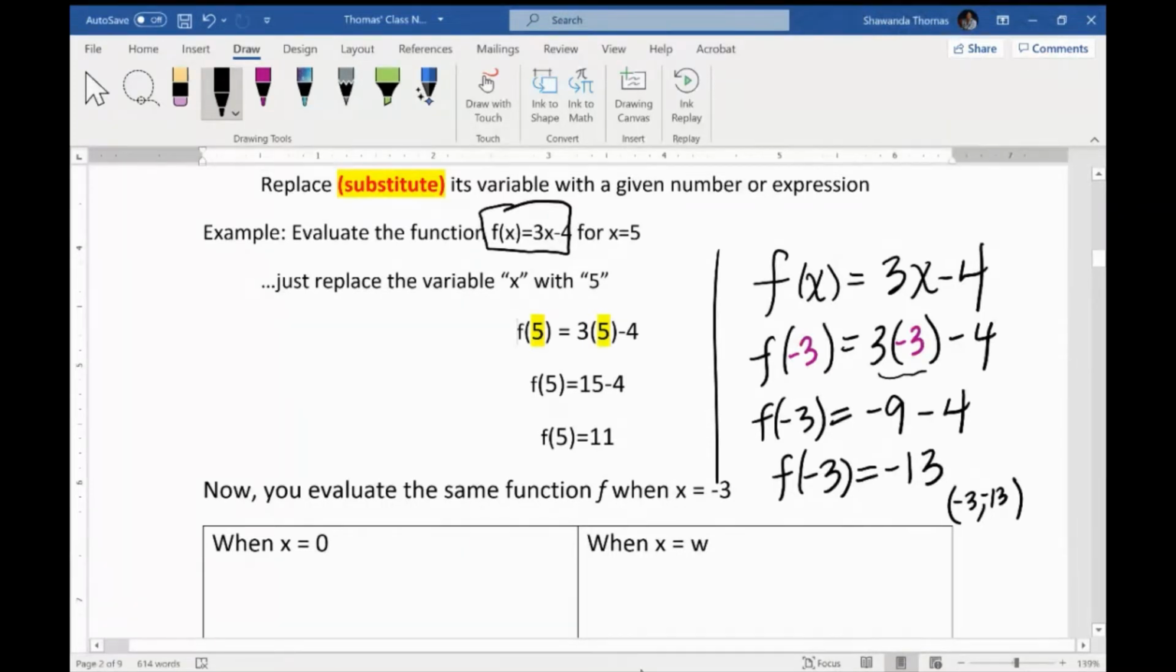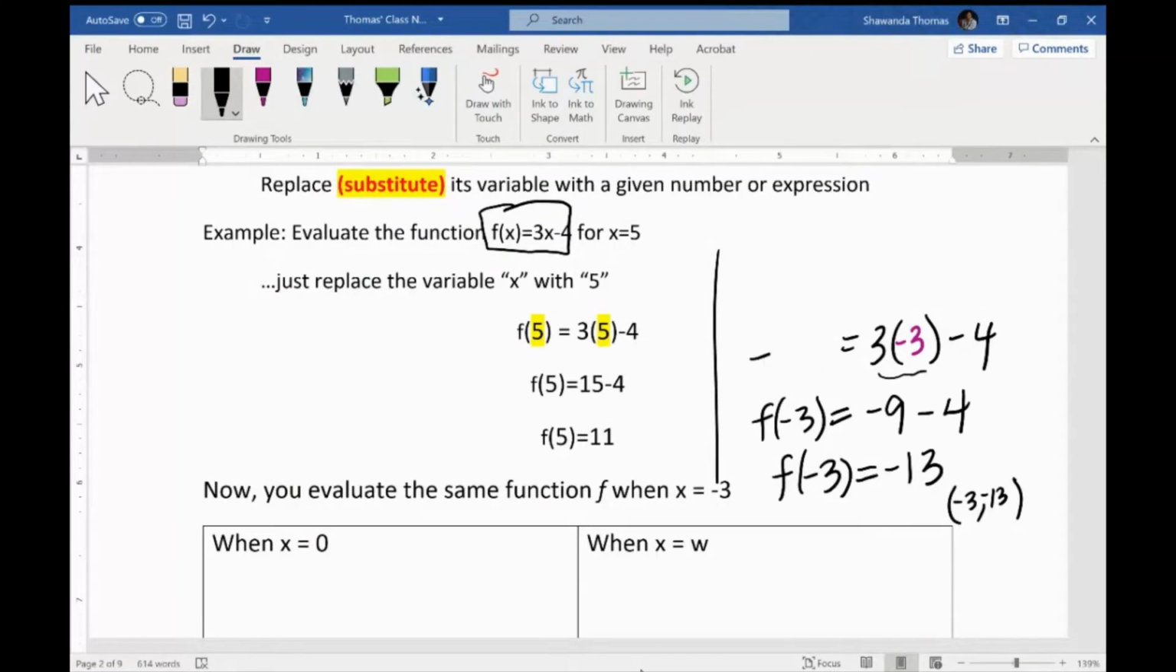All right, very good. We're moving on. We're going to keep this same function. Do we have any questions yet? All right.